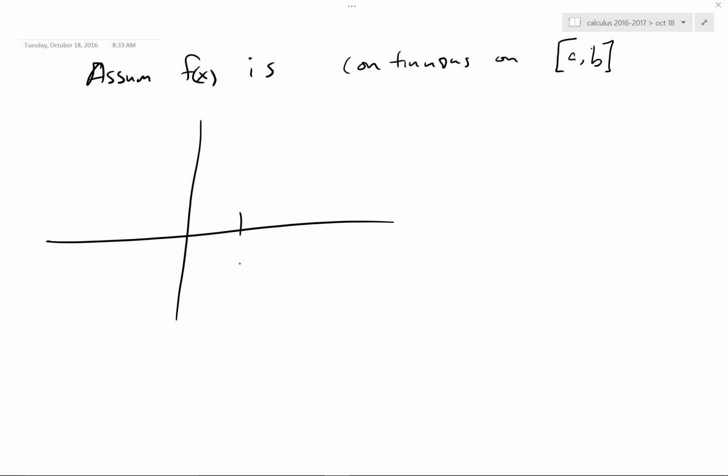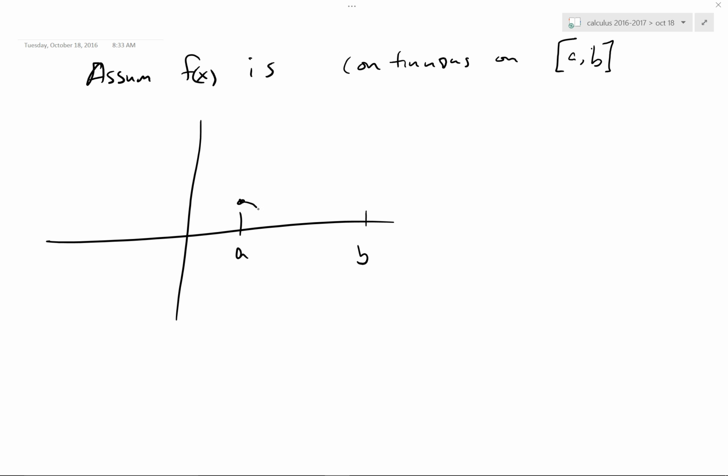So you assume that your function f of x is continuous on some interval from a to b. It must be a closed interval from a to b. So how many different ways can you draw that? Well, let's see, only like a million.